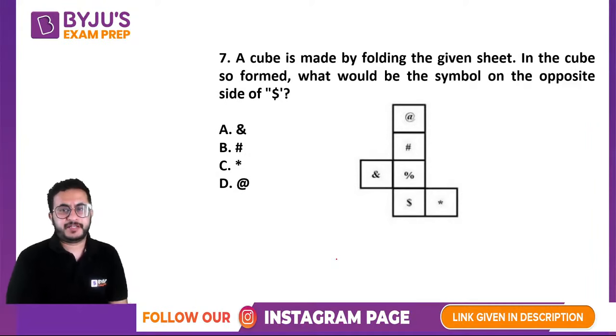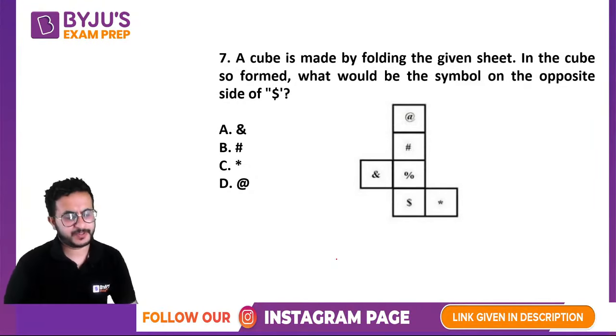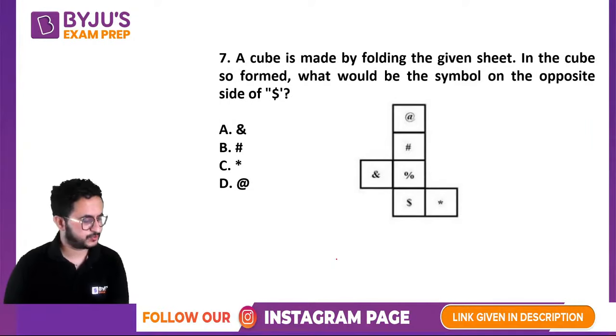So cube is made by folding the given sheet, and in the cube formed, what would be the symbol on the opposite side of dollar? This is a cube and dice based question. It has some rules, right? If you understand those rules, you can easily answer these questions. Based on opposite figures, they might show you a shape of cube also and ask which of these cubes can be formed.